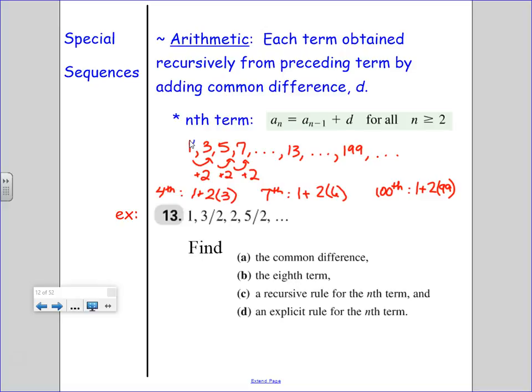Where they give you a sequence, the first four terms, and they're saying it is an arithmetic sequence, what is the common difference? 1/2. Adding 1/2 every single time, right? So you can say the common difference, d equals 1/2.